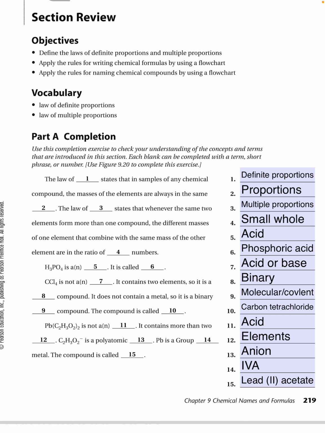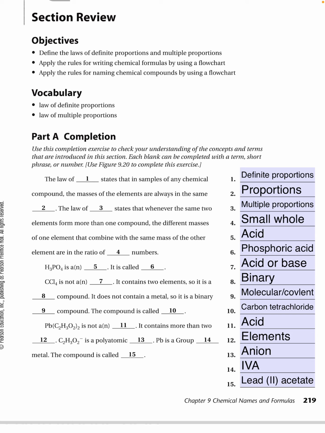The next one has Pb, parenthetically, C2H3O2 times 2, that whole quantity times 2. And that C2H3O2 minus 1 is the acetate anion. And it is not an acid because it doesn't have H. It contains more than two elements. And here is that polyatomic anion. So number 12 is more than two elements. So the C2H3O2 minus, 1 minus, is a polyatomic ion or anion. Either answer is fine there.